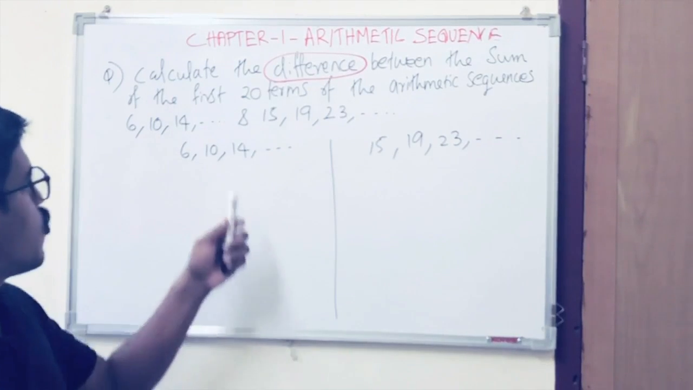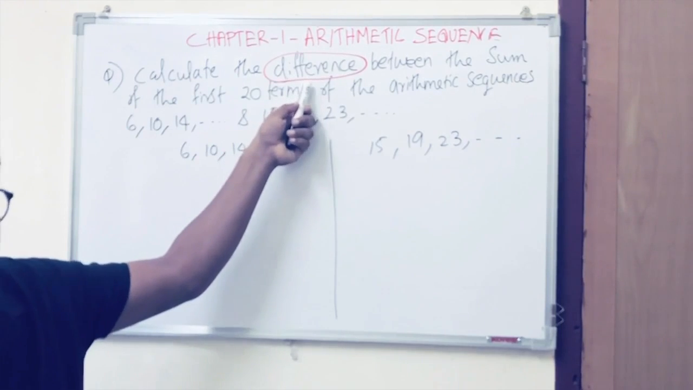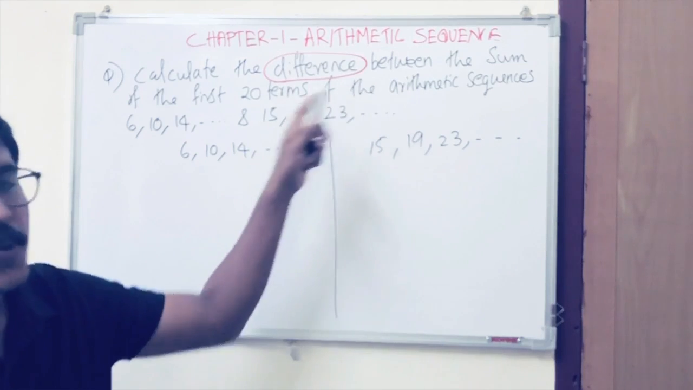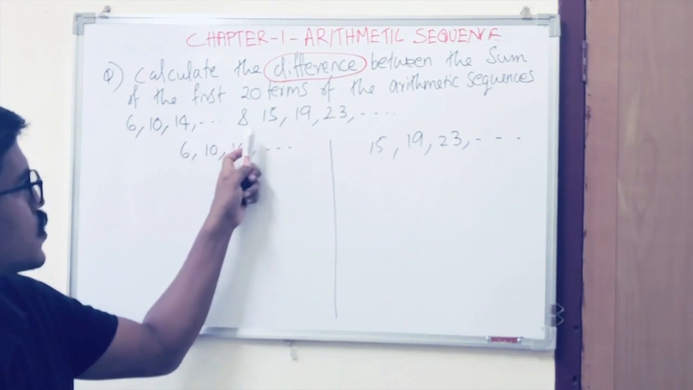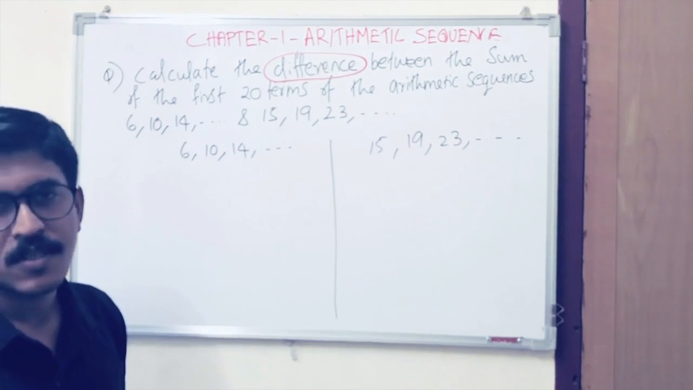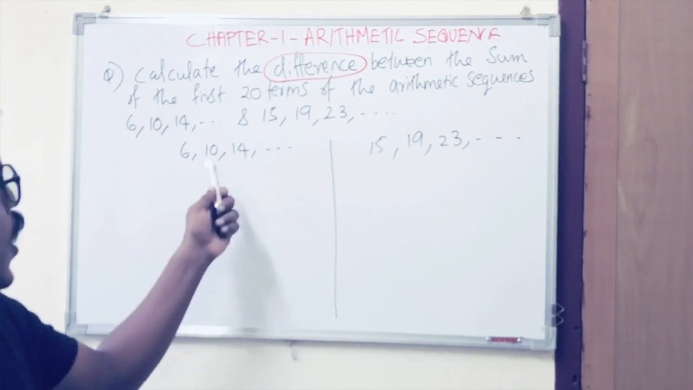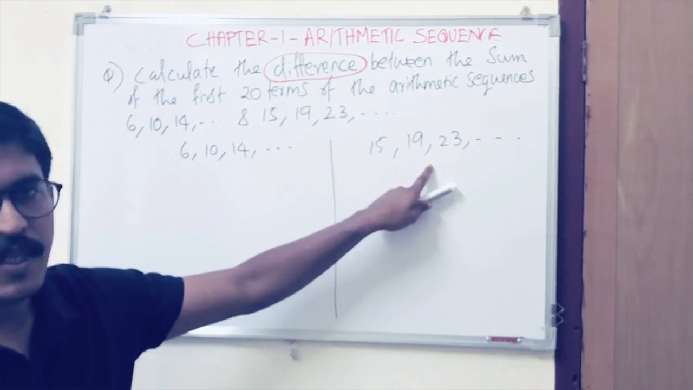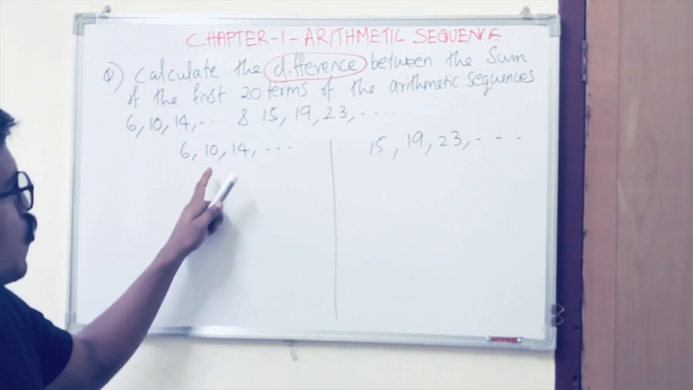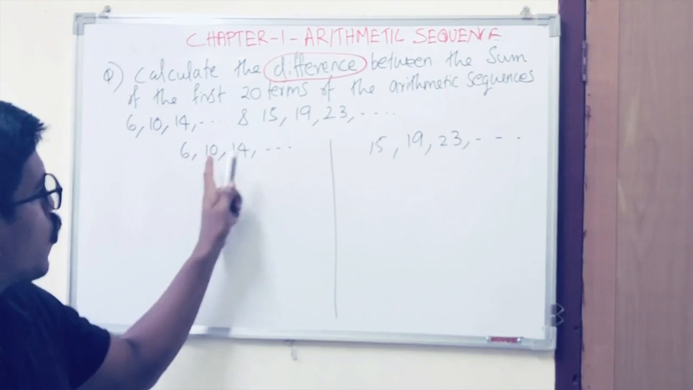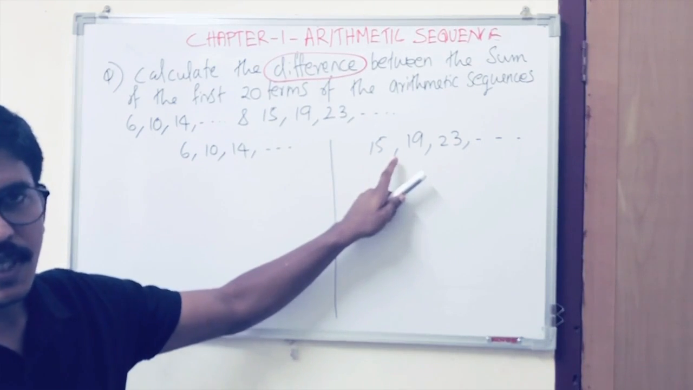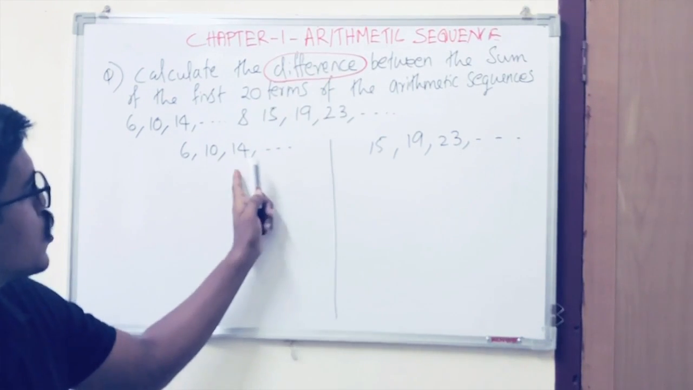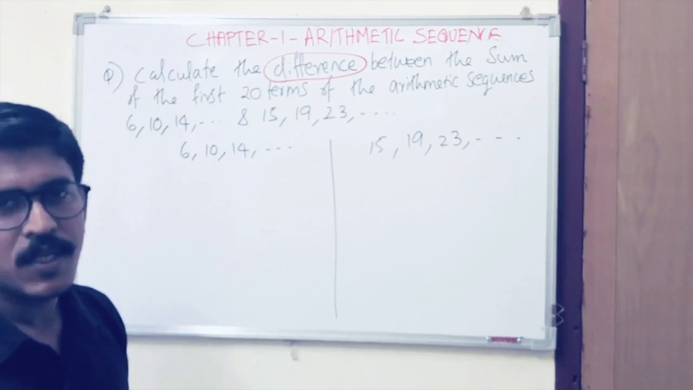Now we can look at another problem here. Calculate the difference between the sum of the first 20 terms of the arithmetic sequences 6, 10, 14, etc. and 15, 19, 23, etc. That is, here you can see two arithmetic sequences, right? First one here and the second one written here. We need to find out the sum of the first 20 terms of both of these arithmetic sequences, and then we need to take the difference between the sum of the first 20 terms of both of these sequences, right?